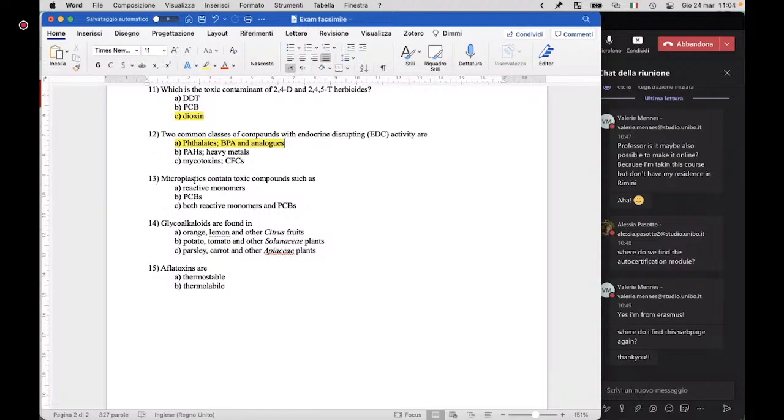13 is microplastics contain toxic compounds such as reactive monomers, PCBs, both reactive monomers and PCBs. And in this case, the correct answer is C, since both reactive monomers and PCBs are contained in plastics.